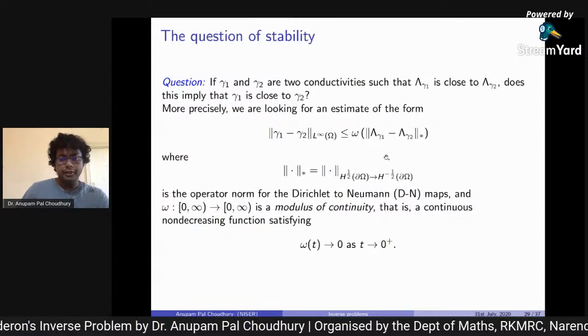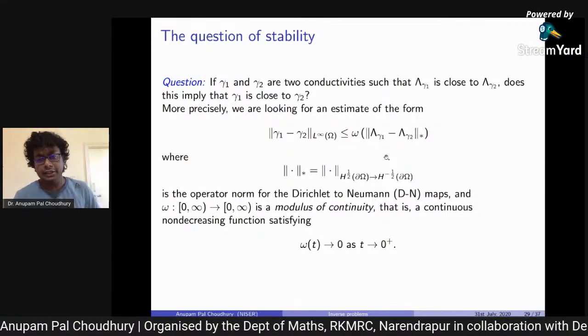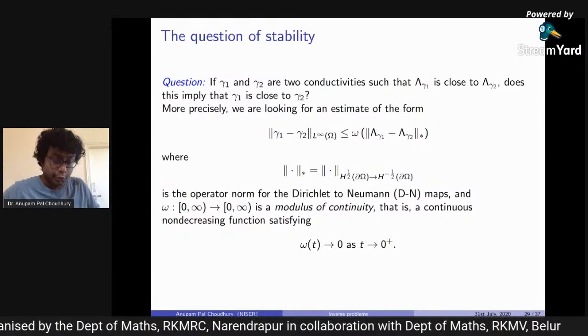Fine. So in general, if you have Lipschitz stability, what does Lipschitz stability mean? Lipschitz stability is the one which is proposed by Hadamard.